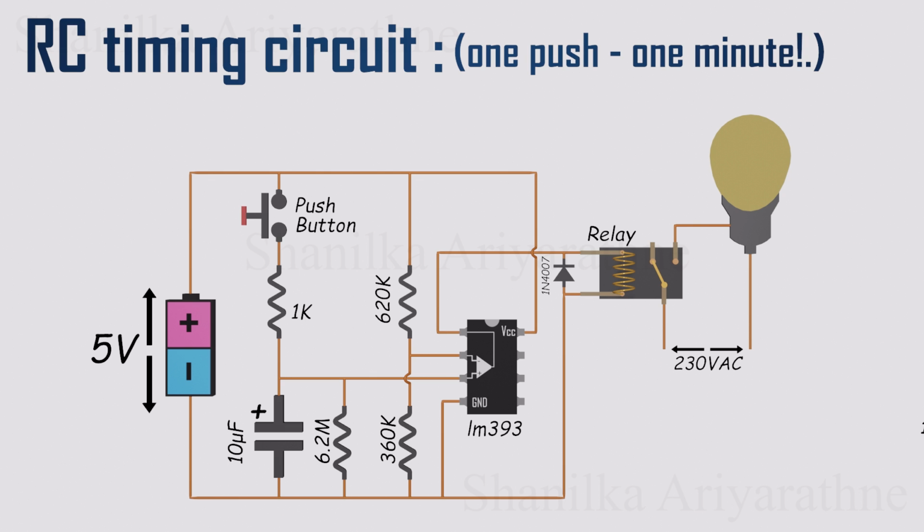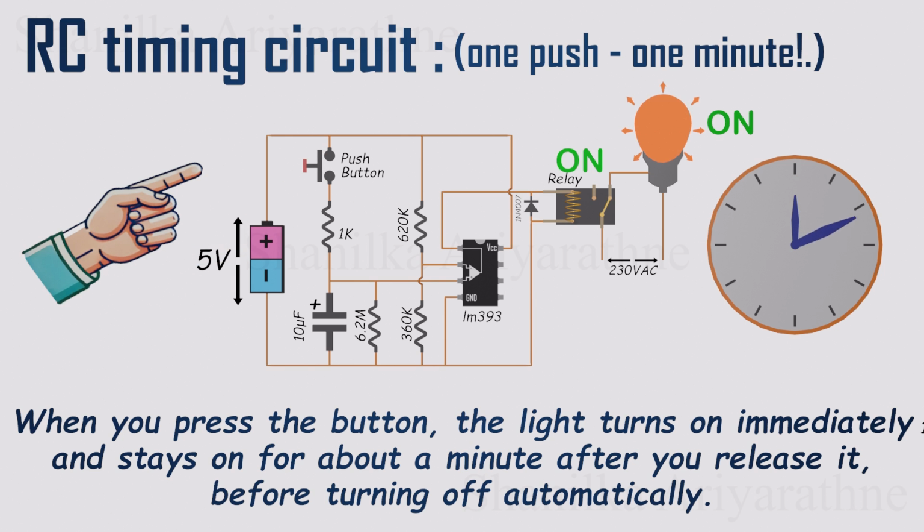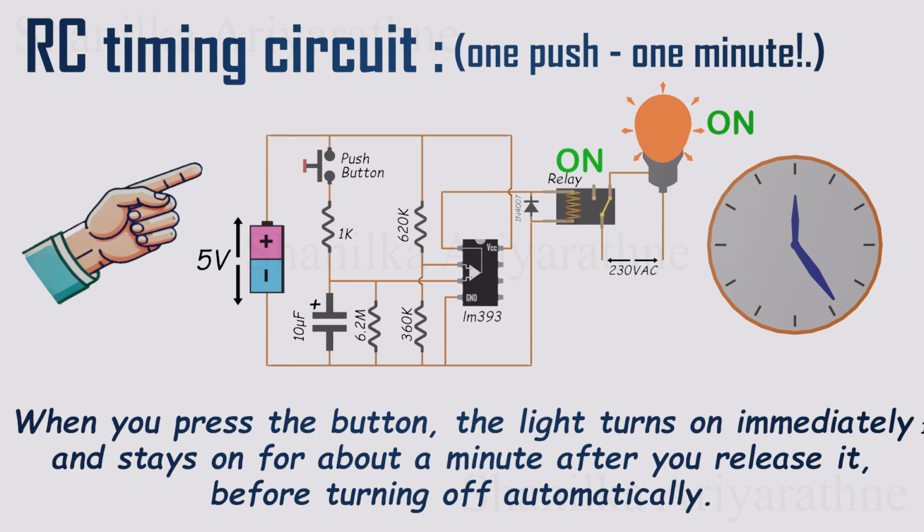Let's talk about a simple RC timing circuit. In this circuit, there's a push button, and you can connect any load you want, like a light bulb, a fan, or anything else, which is controlled through a relay. Here's how it works. When you press the button, the light bulb turns on immediately. But when you release the button, it doesn't turn off right away. Instead, it stays on for about 1 more minute, and then it turns off automatically. You can even adjust the circuit to keep the load turned on for a longer or shorter time, depending on what you need.